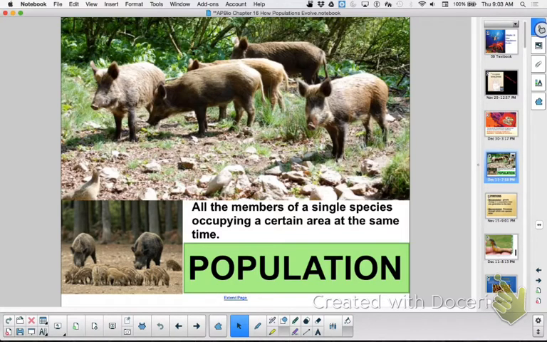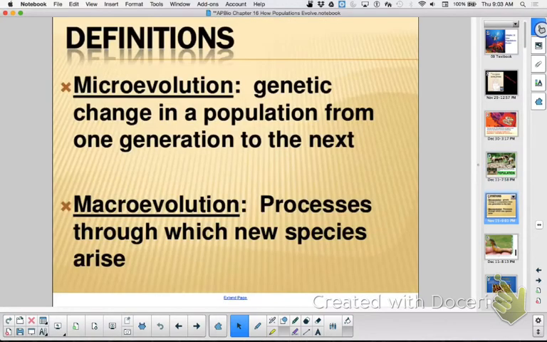So there are 2 kinds of evolution we want to differentiate between, and the dark-shirted bio buddy would like to differentiate between them. Go ahead. Okay, so macroevolution is the processes through which new species arise. Microevolution is within a population. Macroevolution is large scale, forming a new species.